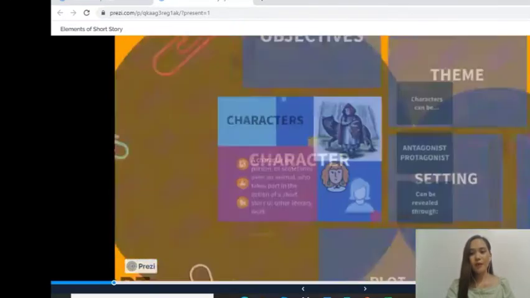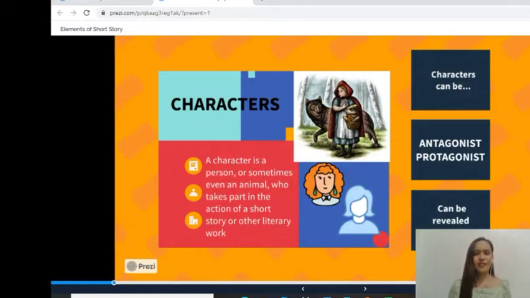Moving on, we have the characters. Character is a person or sometimes even animal who takes part in the action of a short story or other literary work. With characters, we are able to see what is happening because they're the ones who are going to act, to say the dialogue, to deliver something about the story. It can be also animals, like in fables. Characters give us the spice to enjoy reading the story, right?